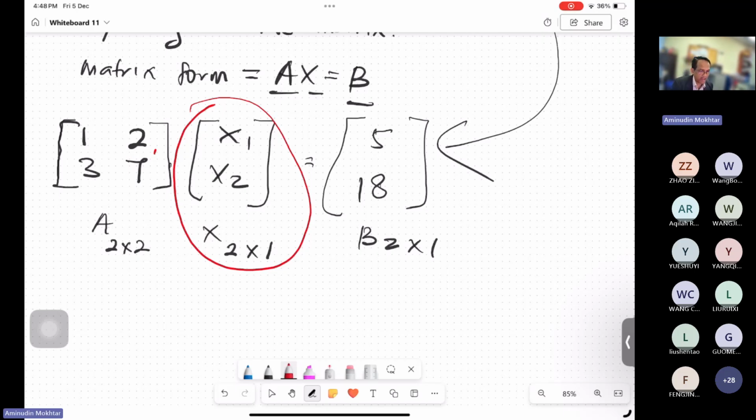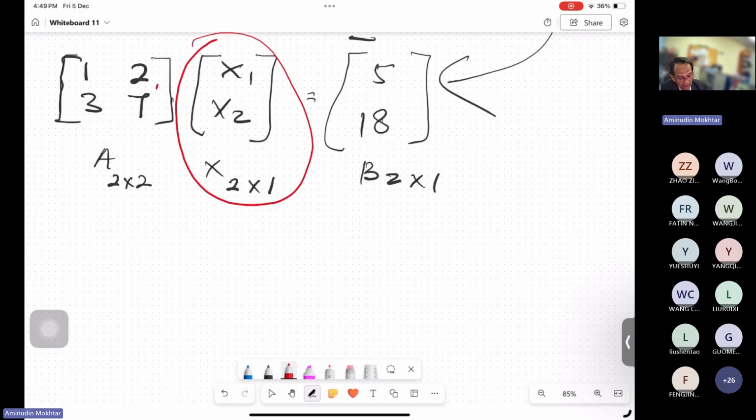And what is X2? That's why we need to find this value. But in this case, we are going to apply the inverse matrix method. That's our focus here. Okay, what is X? I will show you how to find X1 and X2 by using the inverse matrix.